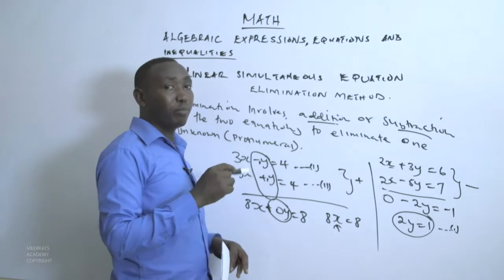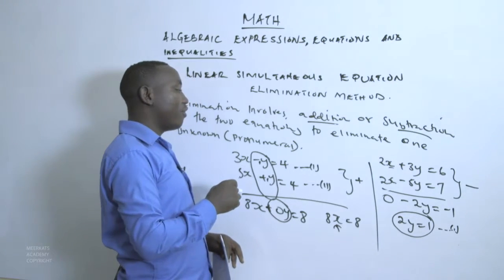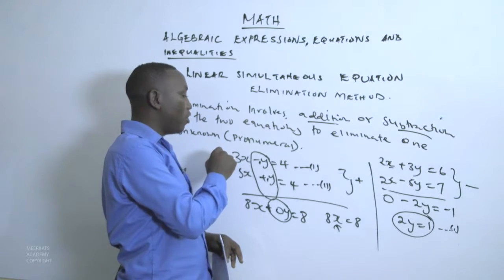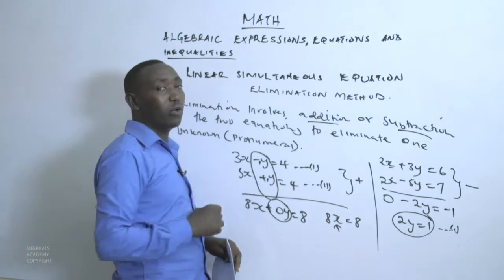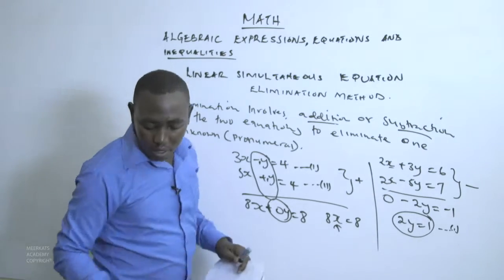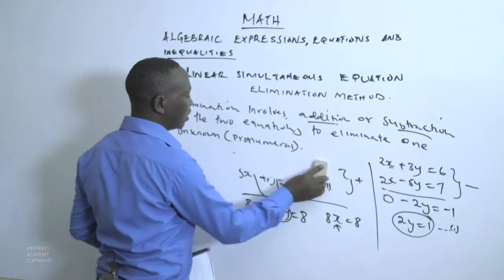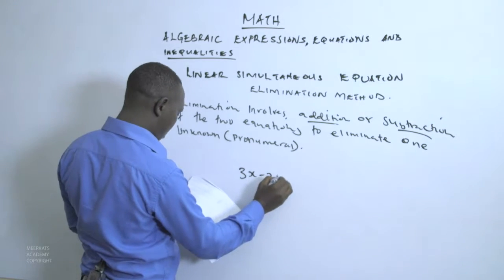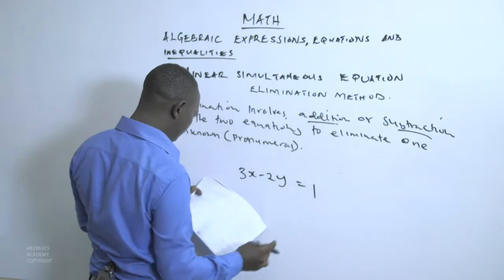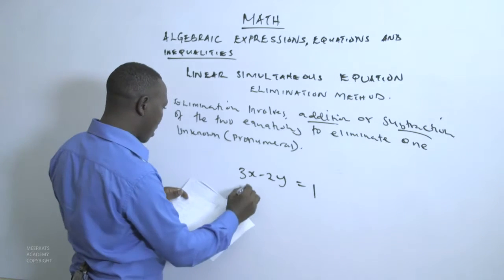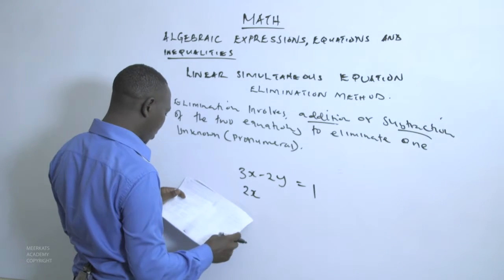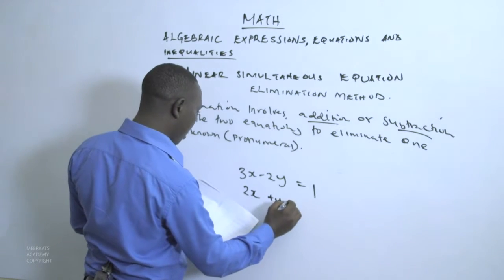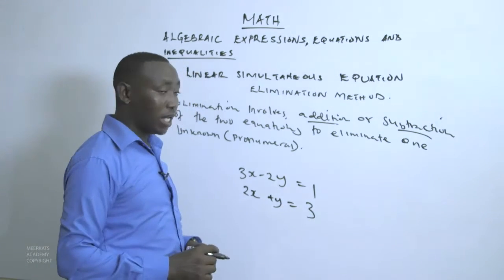And the procedures are mainly there for us to be able to have the same coefficient in both equations. Let us consider such a case. 3x minus 2y is equal to 1, then 2x plus y is equal to 3.